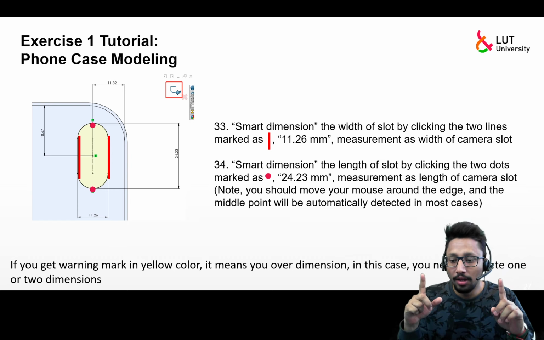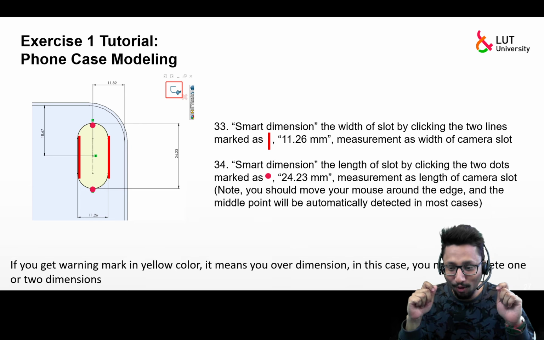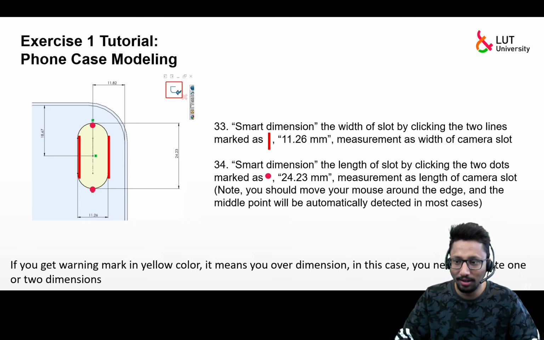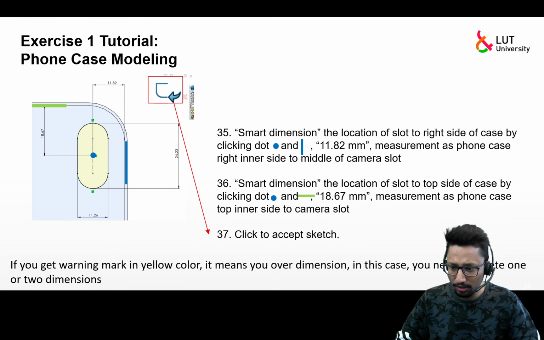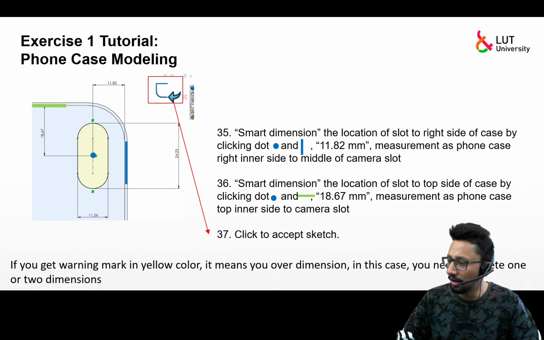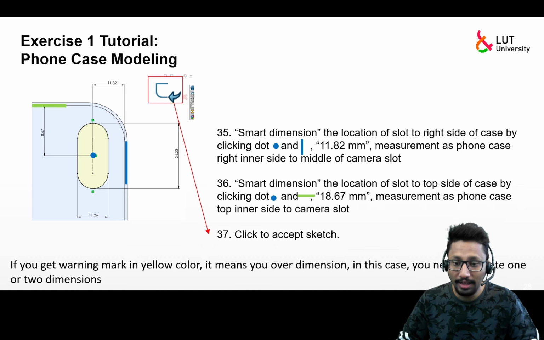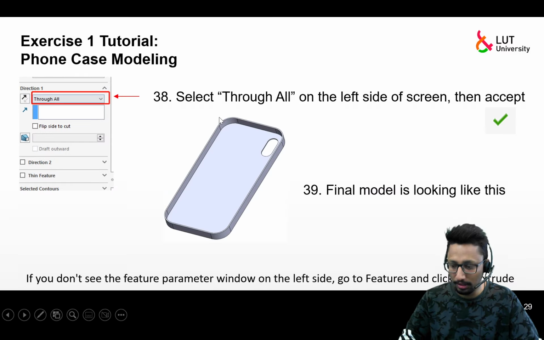And remember, if you over dimension your system, it will give you a warning mark in yellow color. We have not over dimensioned our system. Everything is accurate, so things are fine, correct? I also covered this slide. So we have completely defined our sketch for the slot, right? And then, like I told you, we need to accept it using this particular option here, so exiting the sketch basically. So let's do it.